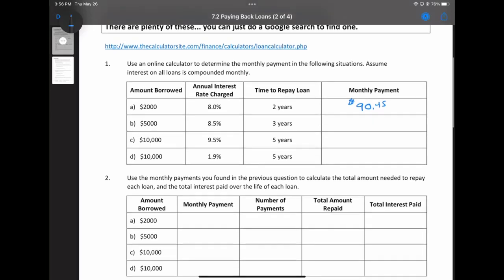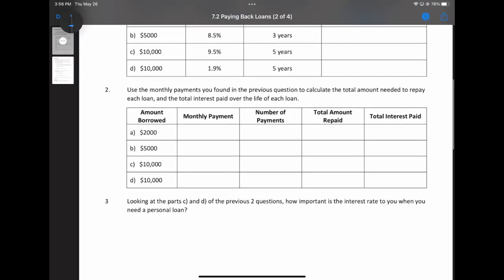For question 2, it looks like I'm giving you new math. There's no real formulas or equations for this. It's just common sense. So you're going to figure out, for instance, the monthly payments, the number of payments, the total repaid, and the total interest paid. If you work through that, I think you'll find that it's not too tricky.